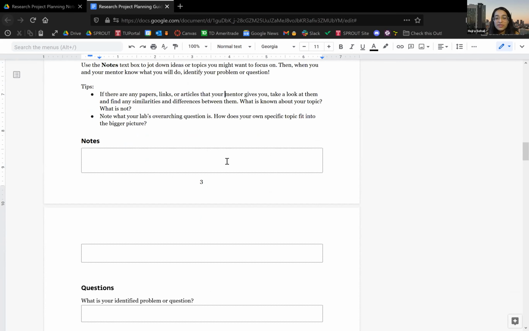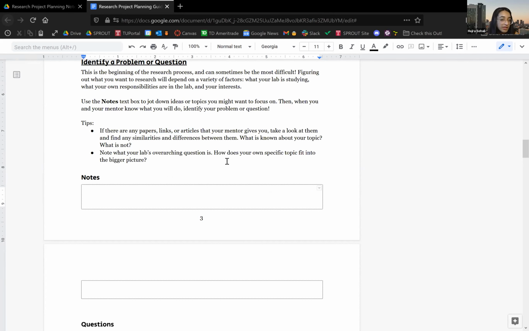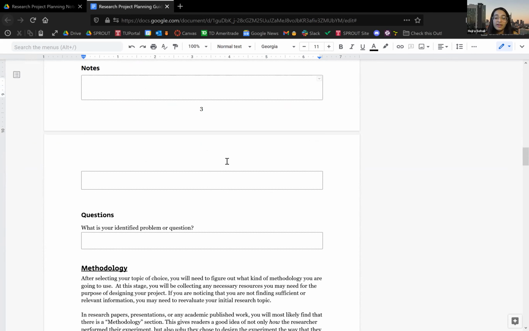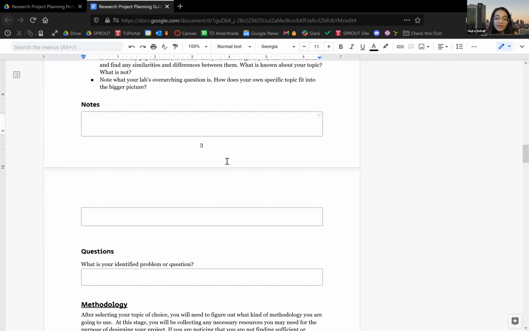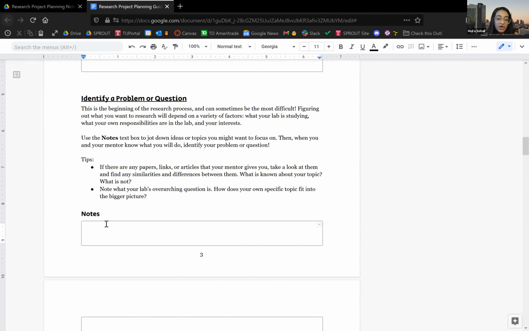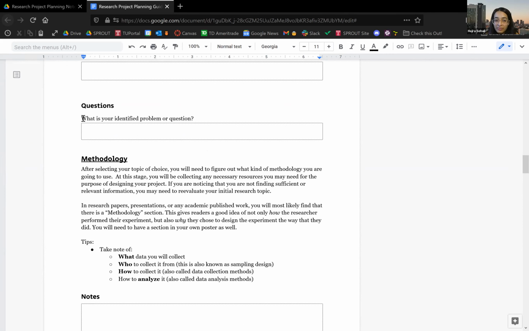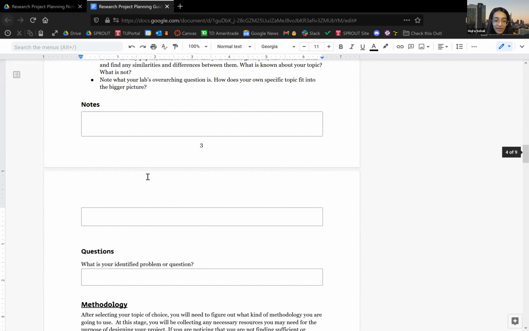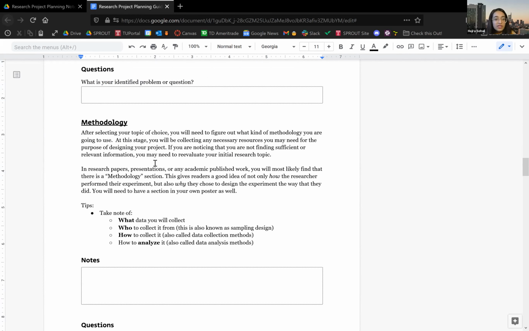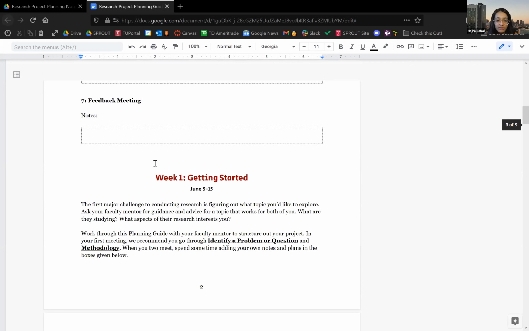Use this section to really hone in on your topic and finalize the concept that you'll be working through. And then we will be asking you exactly what your identified problem or question is. So hopefully your notes will help you with that. And then methodology is the second part in your meeting.